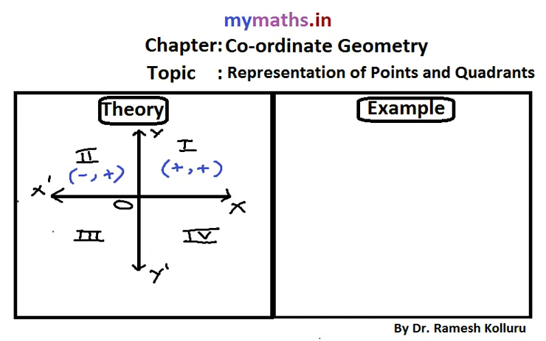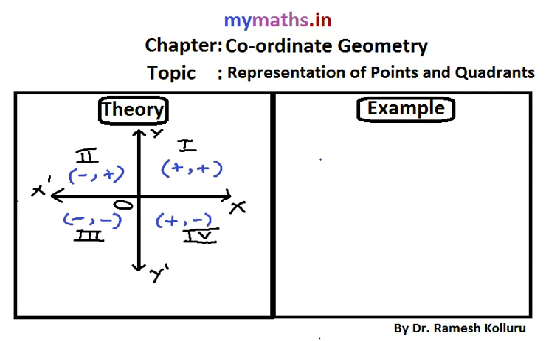If we observe the third quadrant, both are negatives. See, x-axis is going to the left side of the origin, and y-axis is downside. So both x and y are negative. So whenever we represent any point with both negatives, that should be in the third quadrant. Similarly, in the fourth quadrant, x is positive, but y is negative. So this is about the quadrants and the signs of the points in different quadrants.